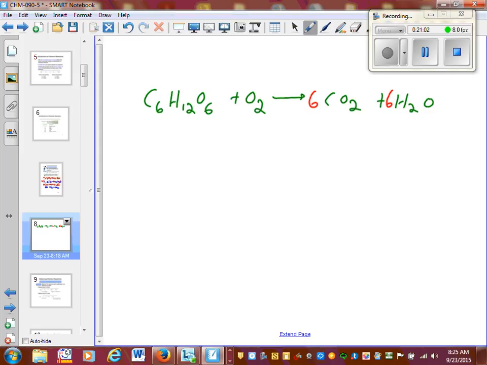6 times 2 is 12. So now everything balances. 6 carbons, 12 hydrogens, and 6 oxygen and 12 oxygen are 18.